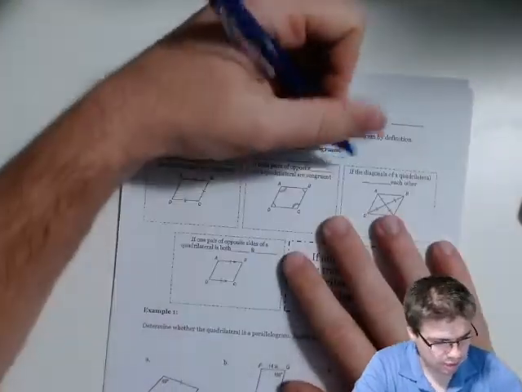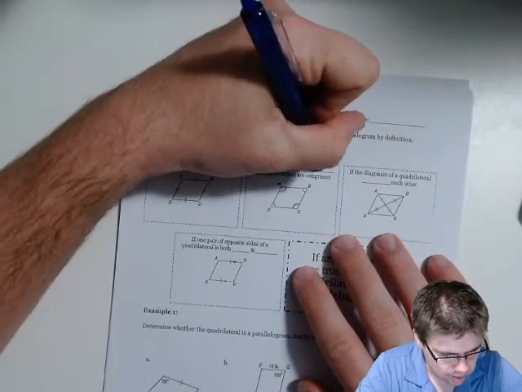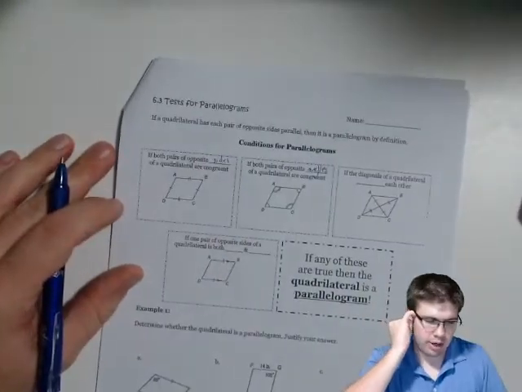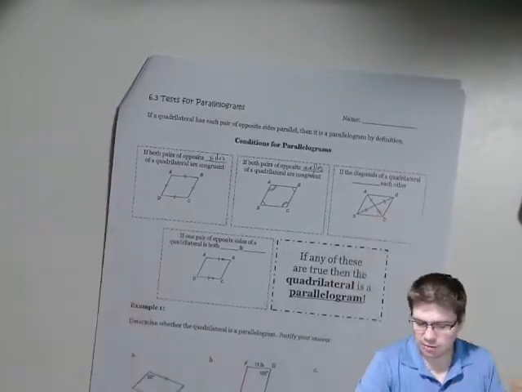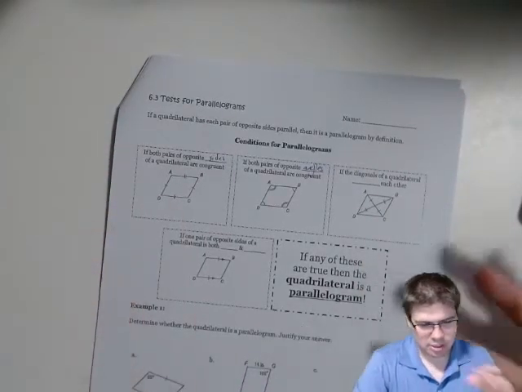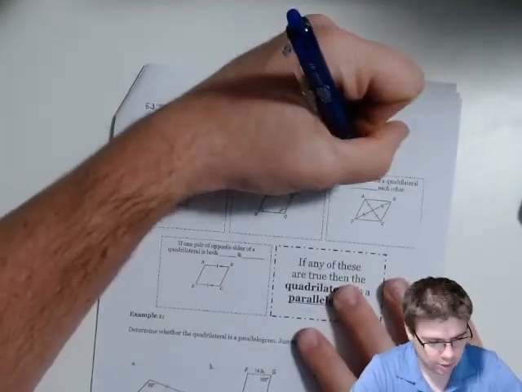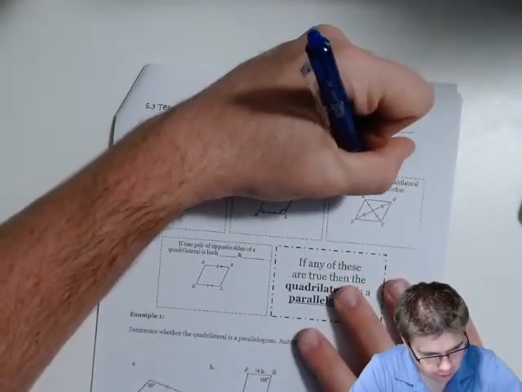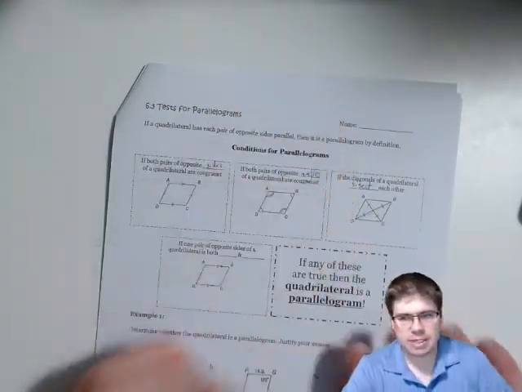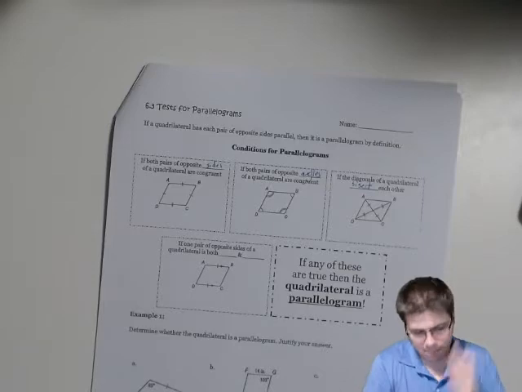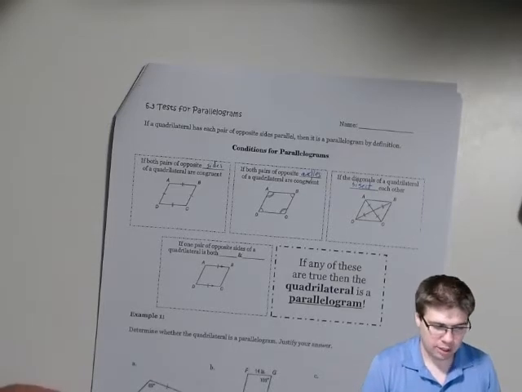If both pairs of opposite angles are congruent, then we have a parallelogram. These are all features of the things I've already mentioned, but they reverse it. If the diagonals of a quadrilateral bisect each other, and they both have to bisect each other, not just one bisecting the other, that's something else, but if they both bisect each other, then we have a parallelogram.